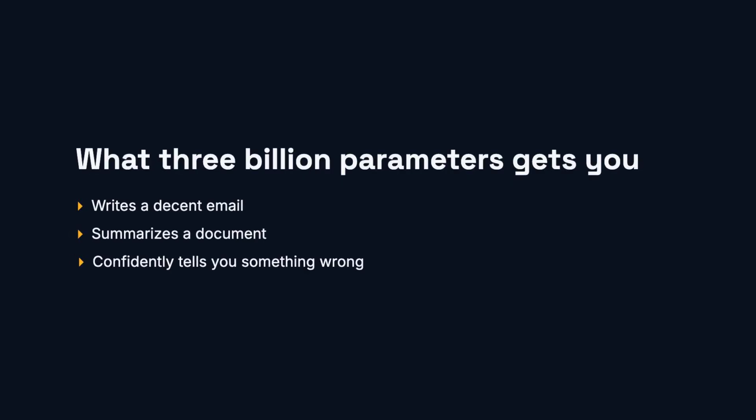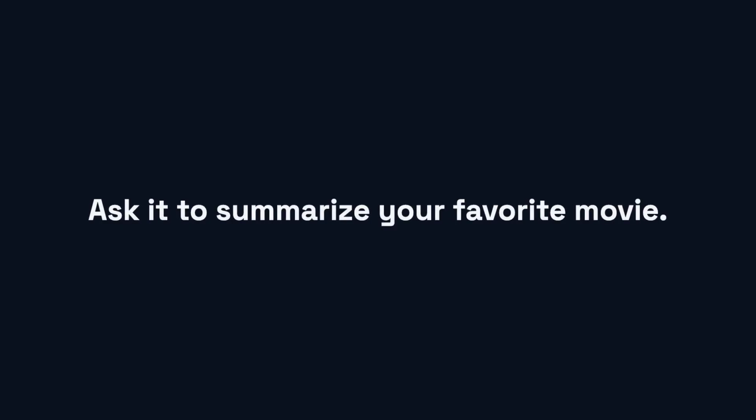And a 3 billion parameter model is not a genius. It'll write you a decent email. It'll summarize a document. Ask it a hard reasoning question, and it will confidently tell you something wrong and lie to you all day. Want to have a good laugh? Try this. Ask it to give you a paragraph summary of your favorite movie. The response, I can promise you, will be hilarious.